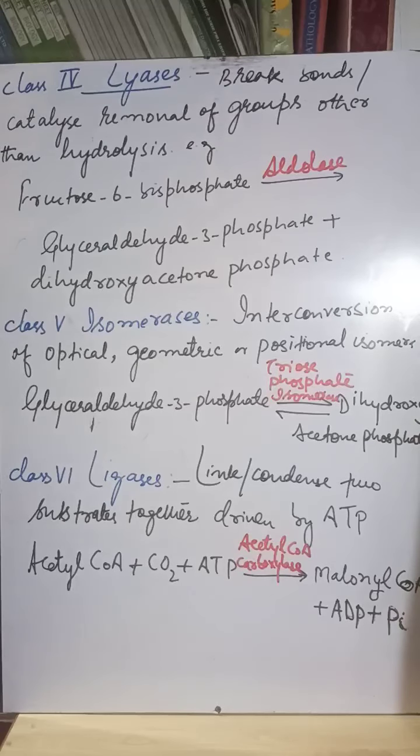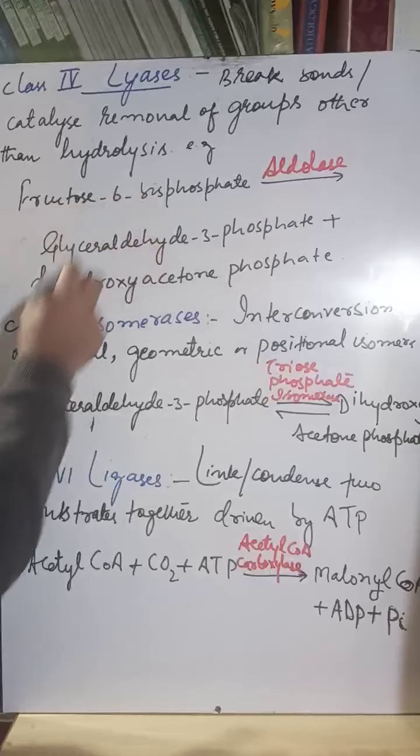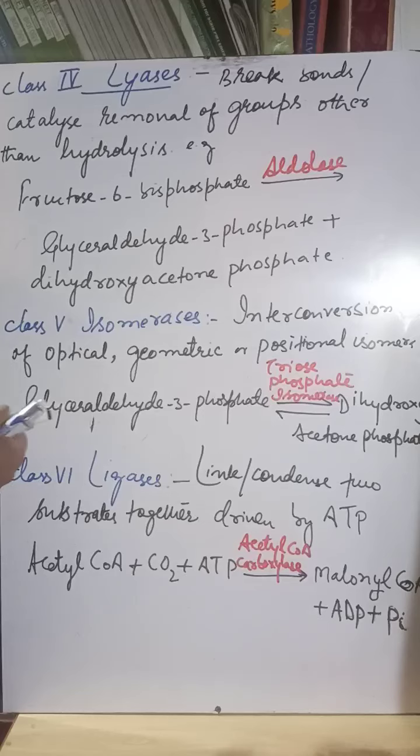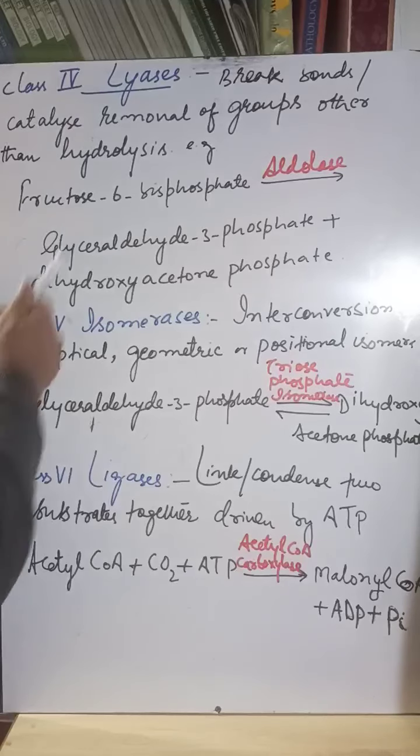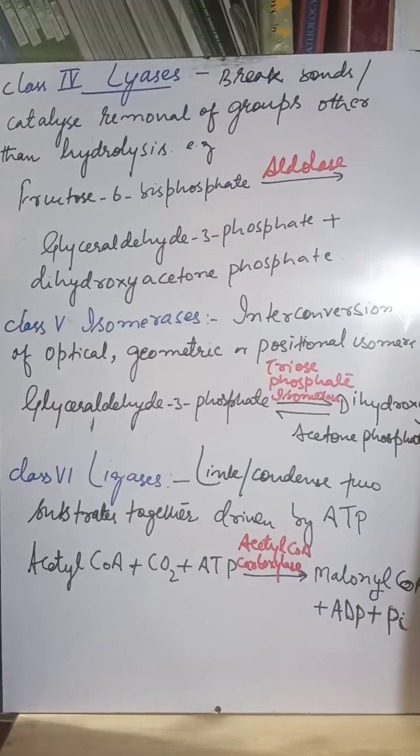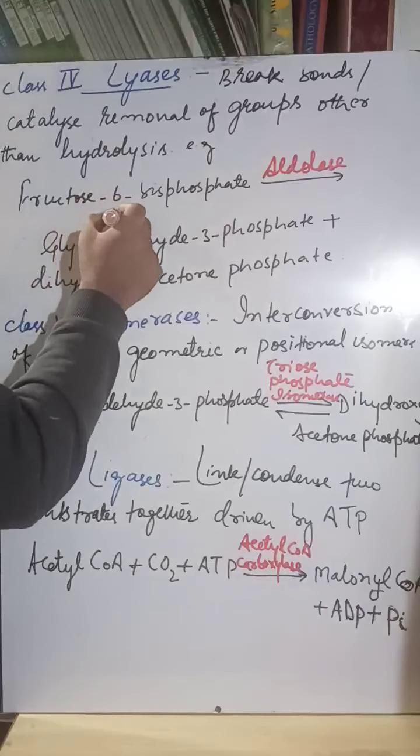An example is fructose 1,6-bisphosphate. It is present as an intermediate in glycolysis. It is acted upon by aldolase, and aldolase breaks it. It's a 6 carbon compound.